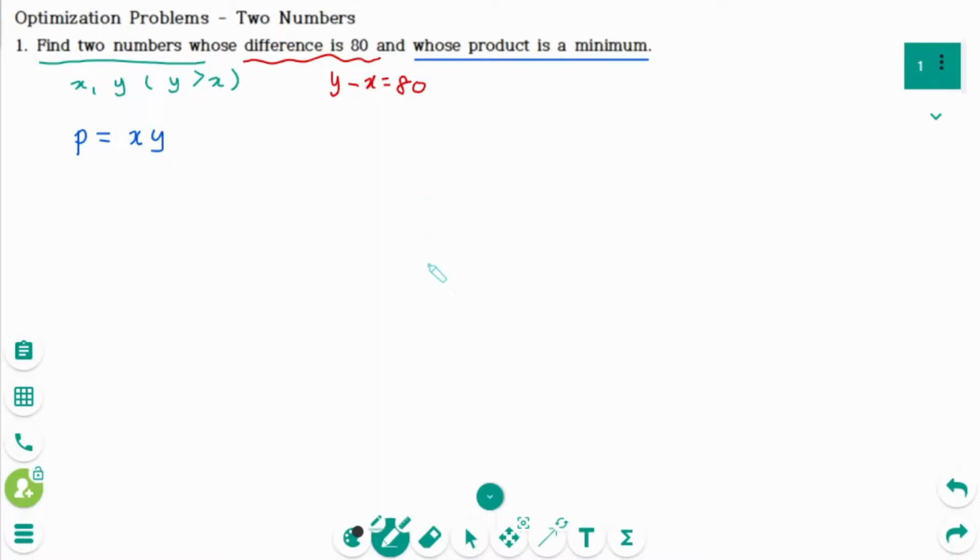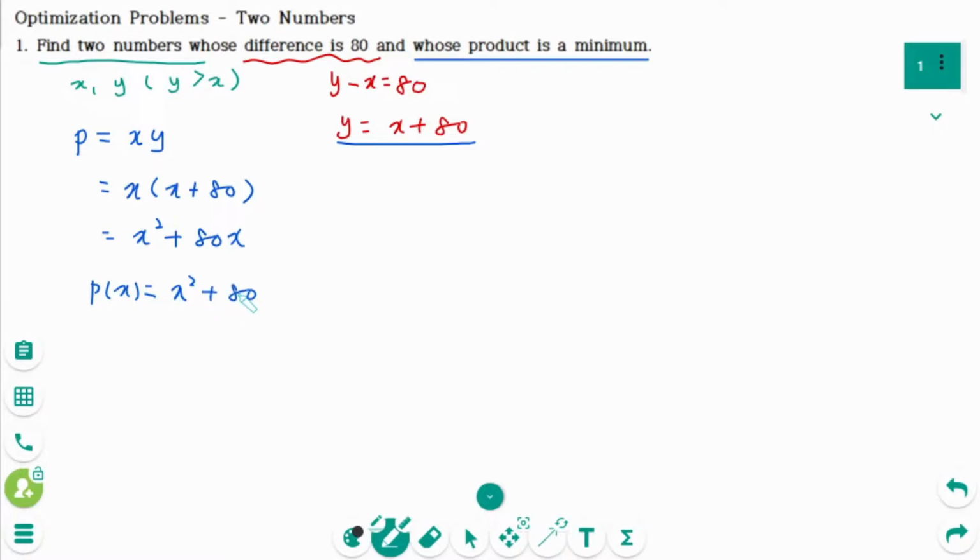When we solve optimization problems, we can use only one variable. Then y equals x plus 80. Then we can rewrite as x times y, which is x times x plus 80. Then expand: x squared plus 80x. Then p of x equals x squared plus 80x. Then p prime of x equals 2x plus 80.